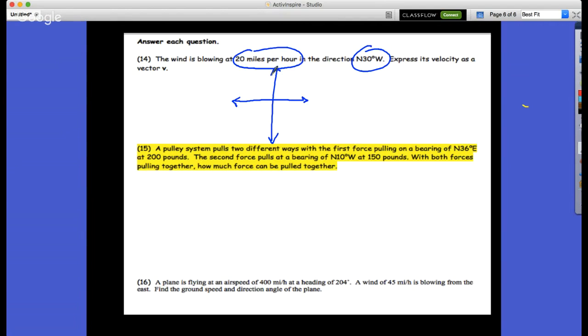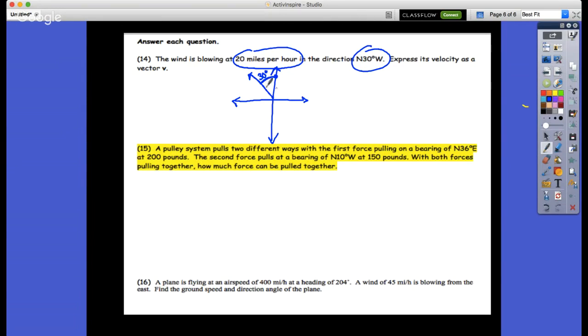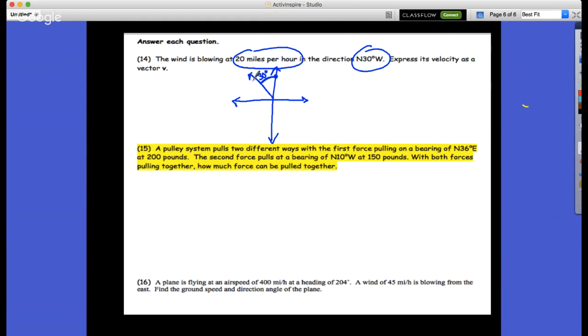So for instance, if I go north 30 degrees west, I'll start at the north side and I'll go 30 degrees to the west side. So it should look like this. So 30 degrees is going to be going this way. Okay. And so we'll have north 30 degrees to the west. Now, once I get to this point, I also note that we have 20 miles per hour. Remember, our magnitude always follows our hypotenuse.